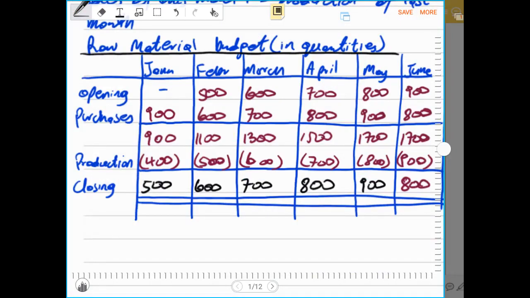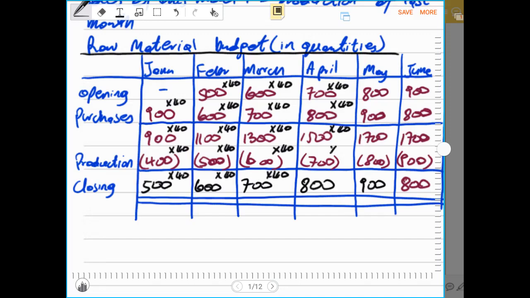So it will be times that by 40, times this by 40, times everything by 40. Very boring stuff, I know. But we multiply everything by 40, guys. We have to multiply everything by 40 so that we get to the value of the raw material.